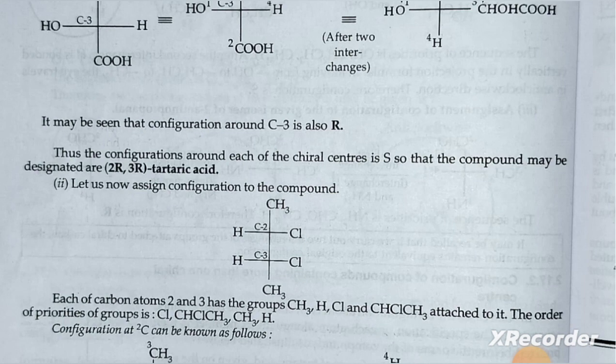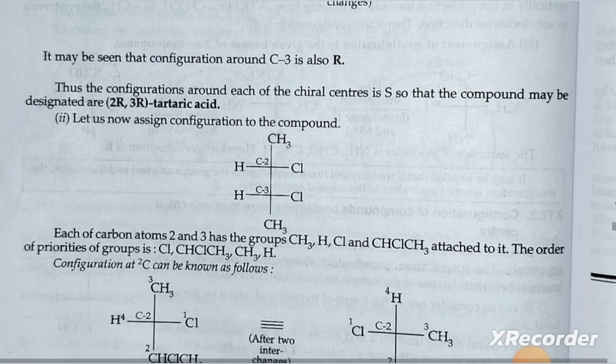Second, let us now assign configuration to the compound. Each of the carbon atoms 2 and 3 has the groups CH3, hydrogen, Cl and CHCl-CH3 attached to it. The order of priorities of the groups is Cl, CHCl-CH3, CH3, H. Configuration at C2 can be known as follows.